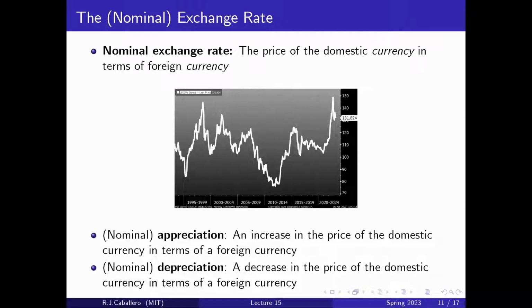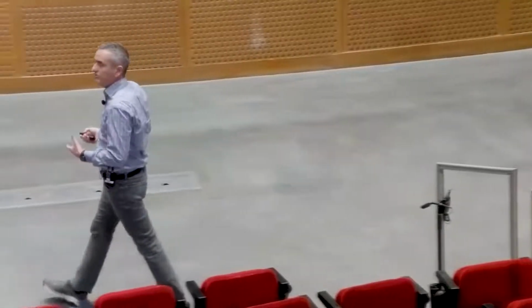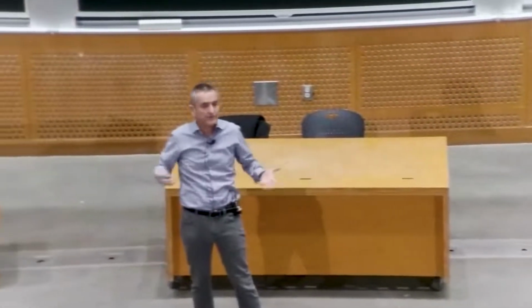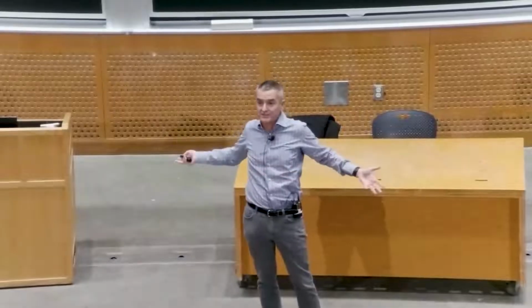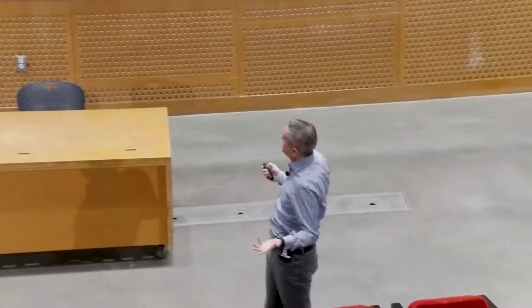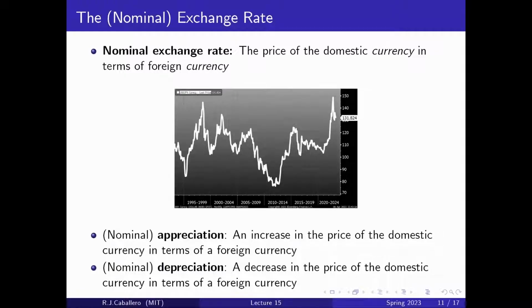When a currency gains in value in terms of other currencies, and there's no sense of a currency gaining value in terms of nothing, it has to be in terms of another currency, that's what an exchange rate is, we say that the currency is appreciating. In this case, it's a nominal exchange rate, so when the dollar is going up here, we say the dollar is appreciating relative to the Japanese yen. That means the dollar is becoming more expensive. They have to give you more yen per dollar.